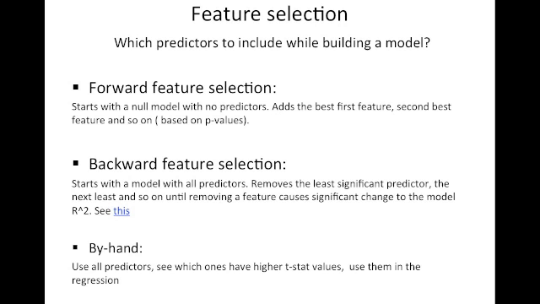Two of the most popular are forward feature selection and backward feature selection. In forward feature selection, we add the most significant feature, then add the second most significant feature, and so on until the model does not improve significantly or we hit some pre-decided number of features. In backward feature selection, we start with a model containing all the predictors and then recursively remove them until removing any predictors significantly decreases the accuracy of the model.